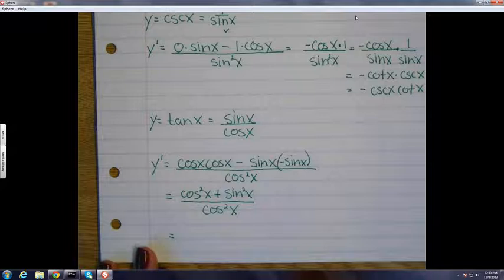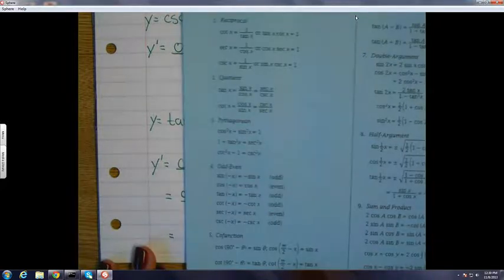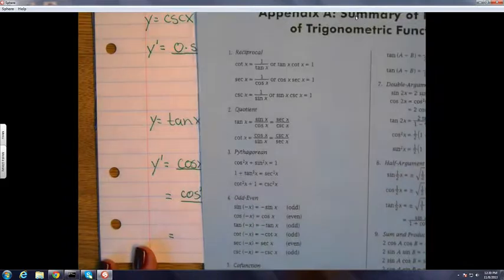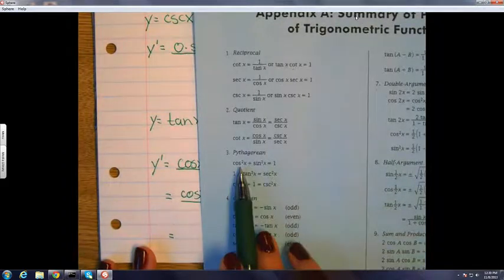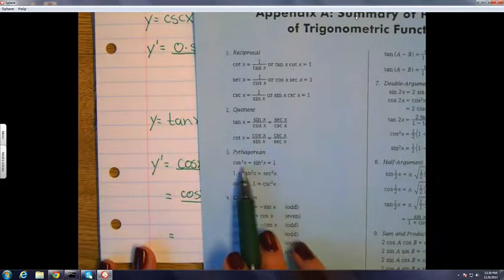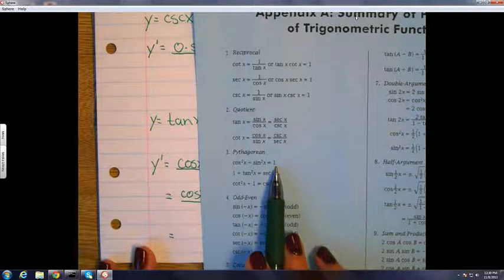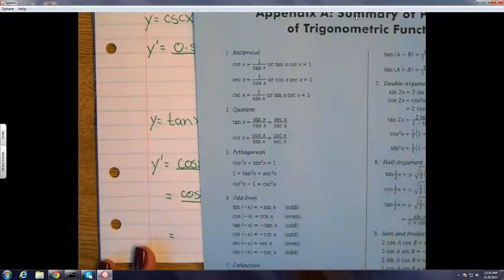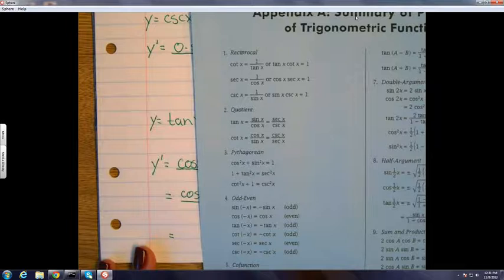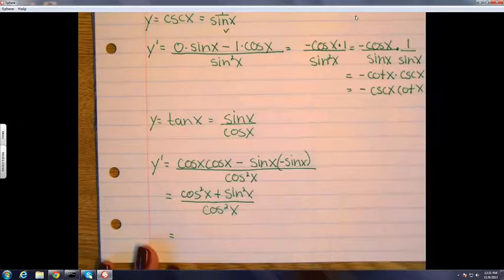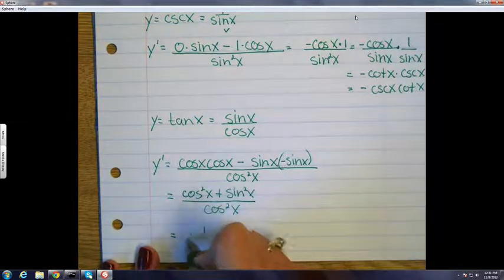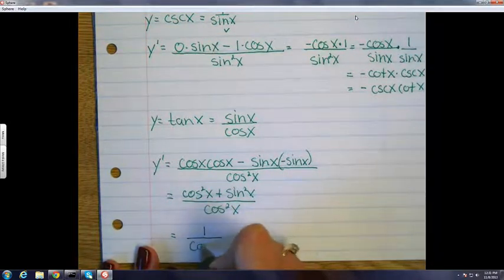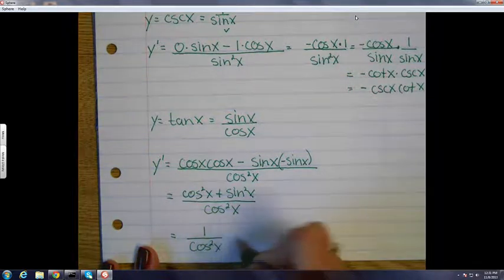So, cosine squared plus sine squared is a trig identity. It's one of our Pythagoreans. Cosine squared plus sine squared, if you remember from last year, does equal 1. The chances of you remembering all this from last year are pretty slim. That's why you have this whole sheet to refer back to. So the top simplifies to 1 over cosine squared.